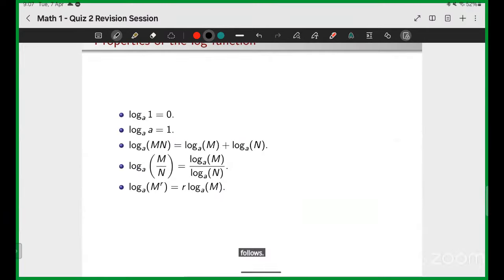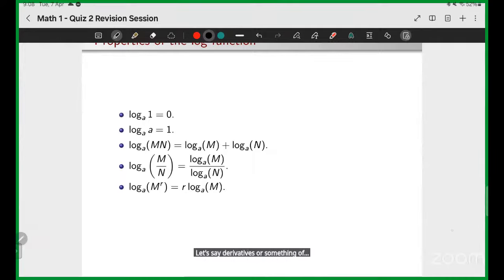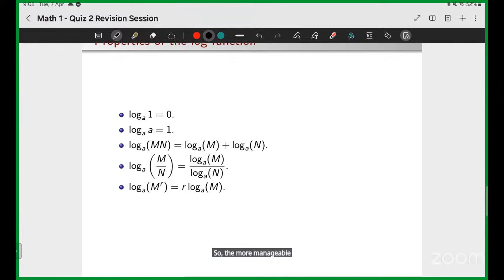Now, for most problems, you will be using these properties. Later on in calculus, you will see why such properties will be used to calculate, let's say, derivatives of a function. If it is in the exponential form, you can take the log of the function and then bring it to a more manageable form. We have seen that the fourth one is incorrect, I guess. Yeah, that's incorrect. So this is wrong.